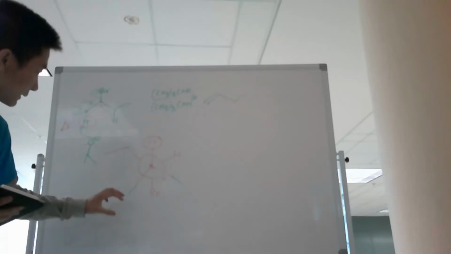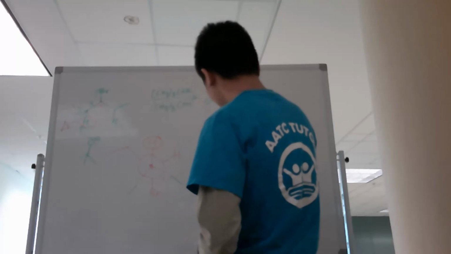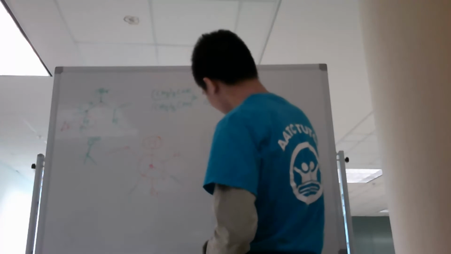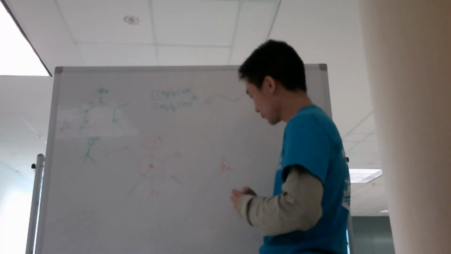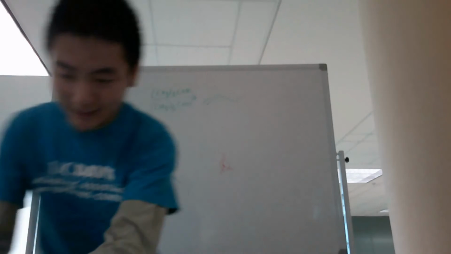Is that staggered or eclipsed? This right here is eclipsed? Staggered. Staggered? Yeah, because eclipsed would look like this right here. They'd be closer to each other, right? Yeah. Where they're basically fully touching each other.